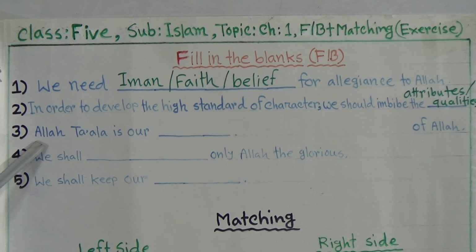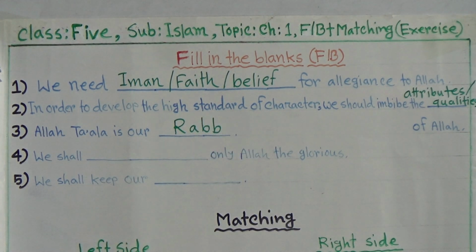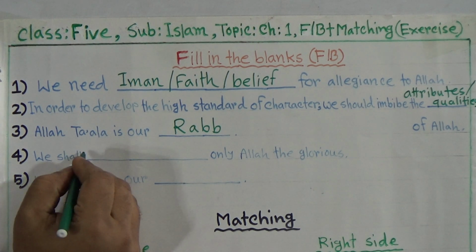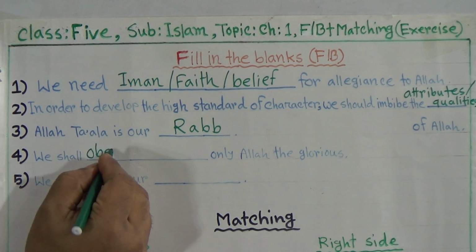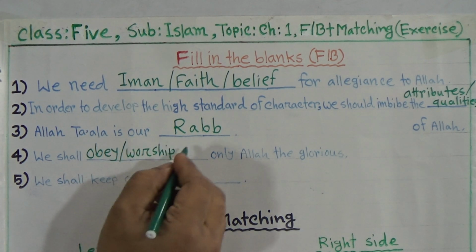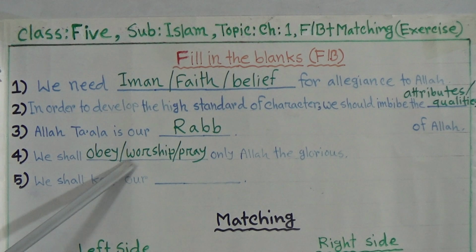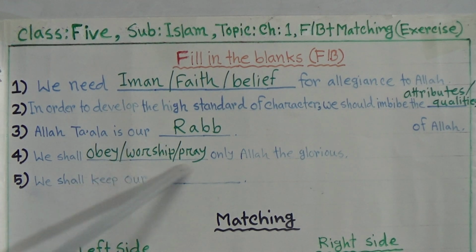Now question number 3, fill in the blanks. Allah Ta'ala is our dash. It's very easy. Rab, R will be capital, R-A-double B, Rab. Now number 4, we shall dash only Allah the glorious. Here also I will write three words. You can write obey, O-B-E-Y, or worship, W-O-R-S-H-I-P, or pray. Among three, you can write any one. So we shall obey only Allah the glorious, or we shall worship only Allah the glorious.